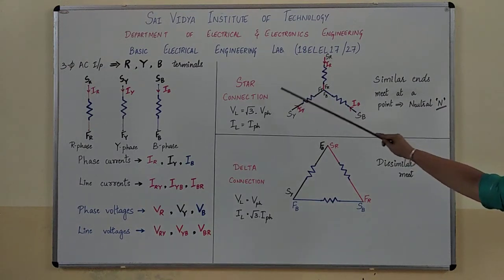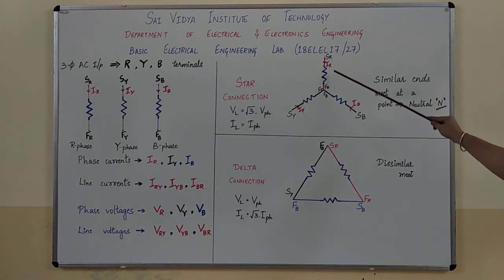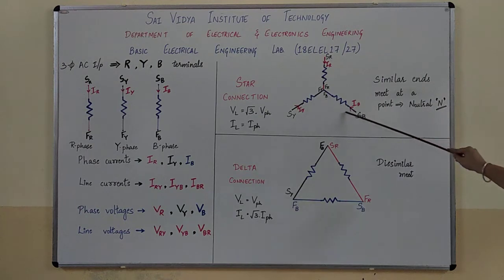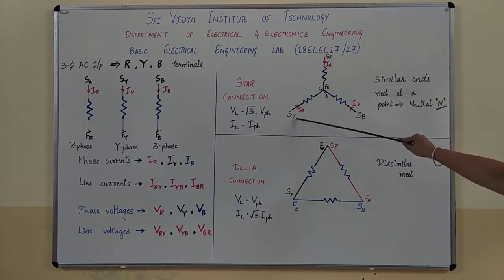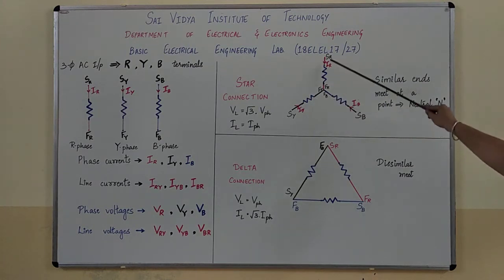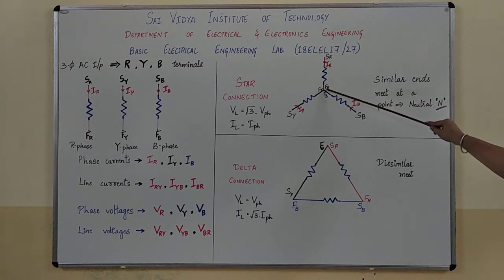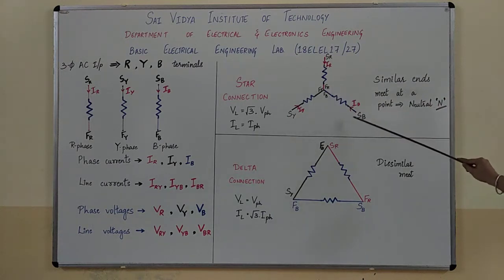So this is a star connection where we already learnt that three loads will come at a point. So this is R phase, Y phase and B phase. The current entry point is considered as SR, the exit point is considered as FR. Similarly, SY and FY, SB and FB.